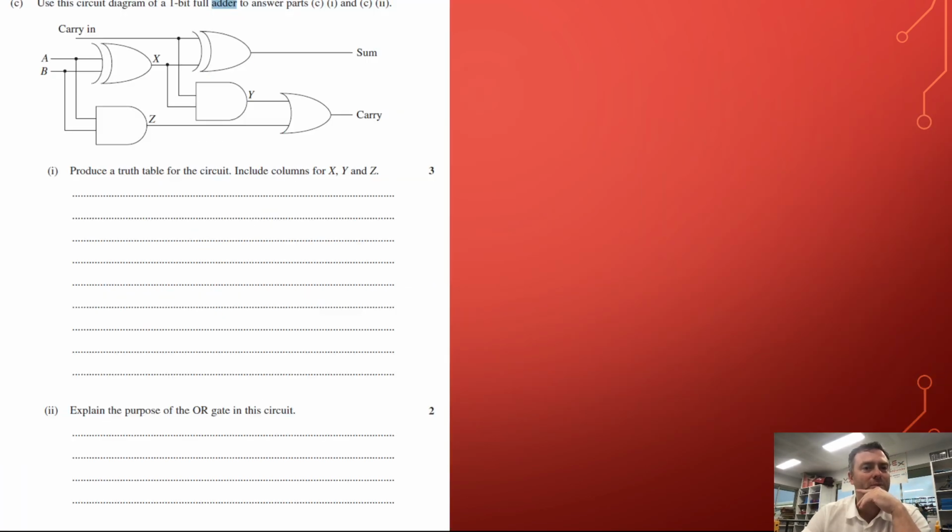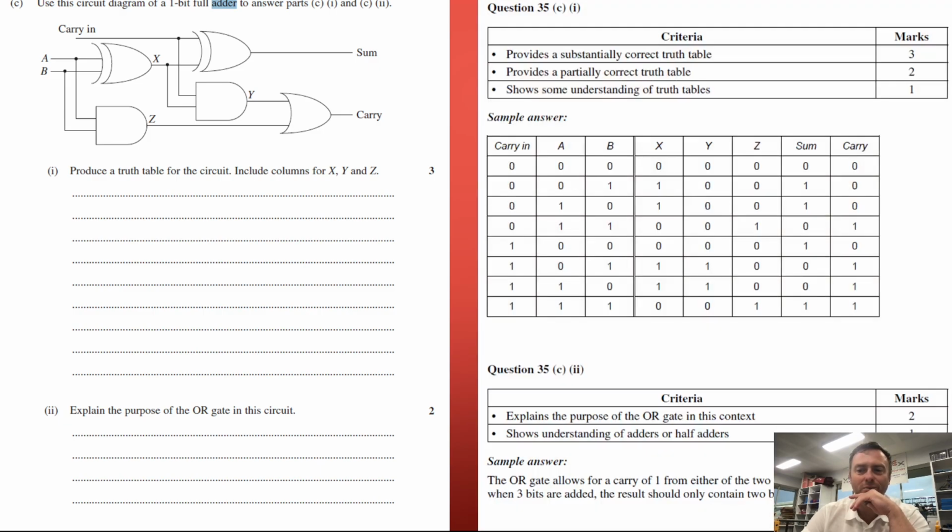Use the circuit for a 1-bit full adder for answer part C, I, and II. So this is the carry in. Produce the truth table for the circuit using X, Y, and Z. Hopefully we should see by now the sum and the carry. So you've got 0, 1, 10, 10, 1, 10, 1, 1, and then 11 at the end. So that's pretty much it. And then the purpose of the OR in the circuit allows for the carry from either of the half circuits. So this is basically if there's another, the next column across, that needs to be added in.